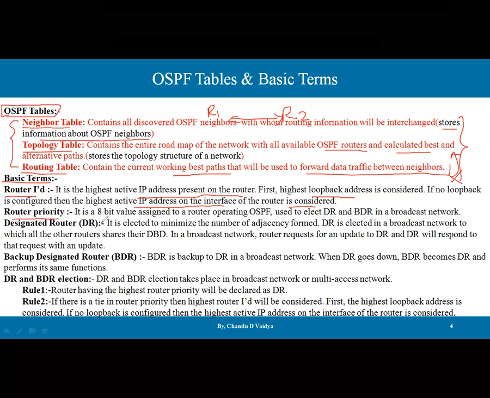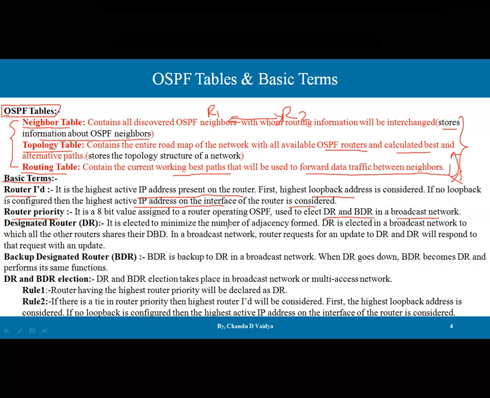Then router priority. It is the 8-bit value assigned to a router operating OSPF, used to elect the DR and BDR, that is, the designated router and backup designated router in the broadcast network. It is going to be used for election purposes. Generally, we have shown the priorities. What is a designated router, guys?